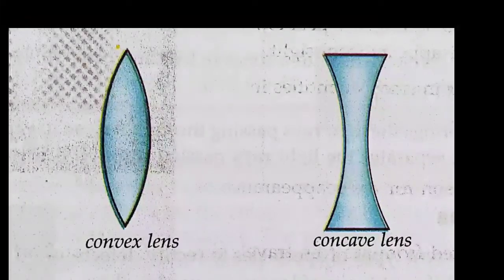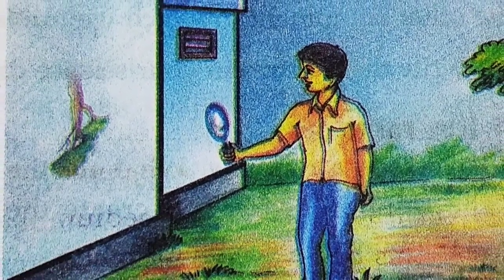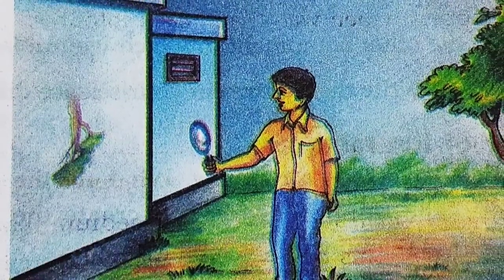Lens with a thick central portion and thin edges is called convex lens, and lens with a thin central portion and thick edges is called concave lens. Convex lens can make the image of an object on a wall, but concave lens cannot make the image of the object on a wall.